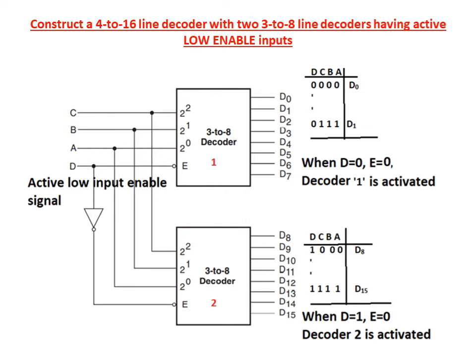Active low enable input means whenever the enable input is 0, the decoder is activated. So here when D is equal to 0, decoder 1 is activated and when D is equal to 1, decoder 2 is activated. So this is the truth table. Here for D0 to D7 conditions, the D value is 0, so decoder 1 is activated at this position. And here for D8 to D15 combinations, the D value is 1. Here decoder 2 is activated.